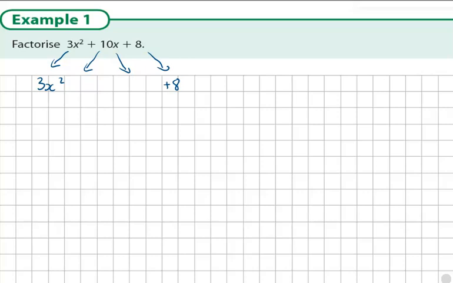So I bring down my 4 arrows, I bring down the 3x squared and the plus 8. This plus tells me the signs are the same, and this plus tells me they're both going to be plus. So these two terms will be positive. So I've got plus something x plus something x.